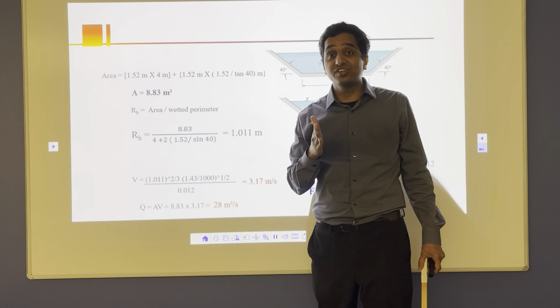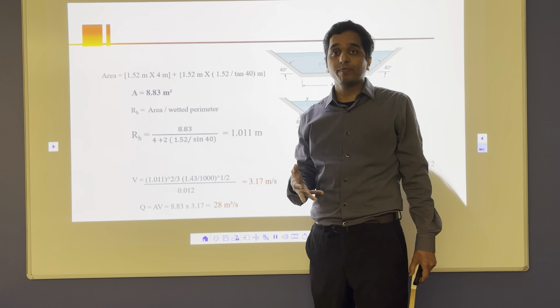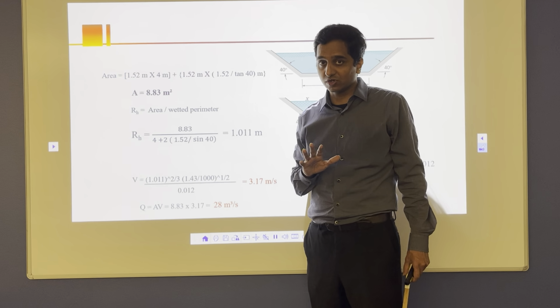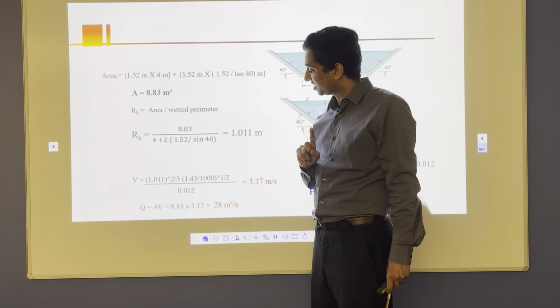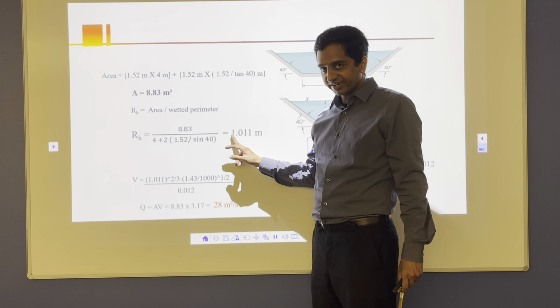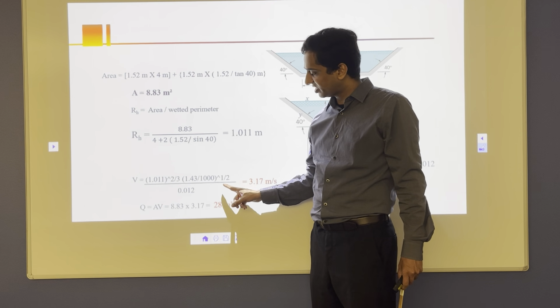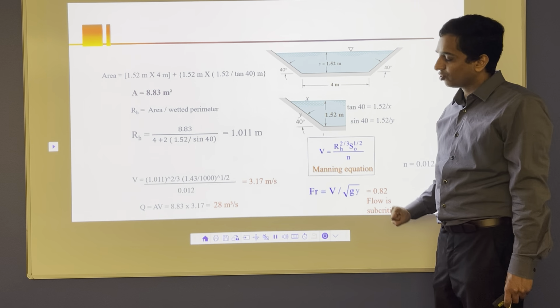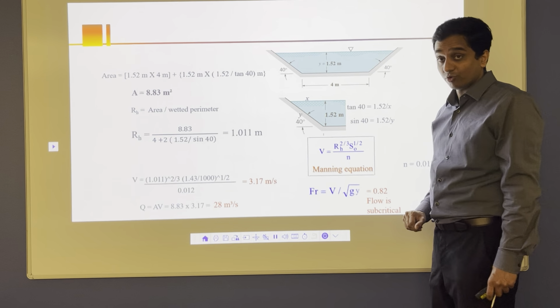Do not just read this problem. Solve it. Take pen and paper, and then solve this problem. If you only read these problems, you are going to make mistakes in the exam. So do not just read these problems. Once you have RH, hydraulic radius, calculate velocity. Once you have velocity, you can get flow rate, and then you can calculate whether flow is critical, subcritical. You can calculate Froude number. It's very easy.